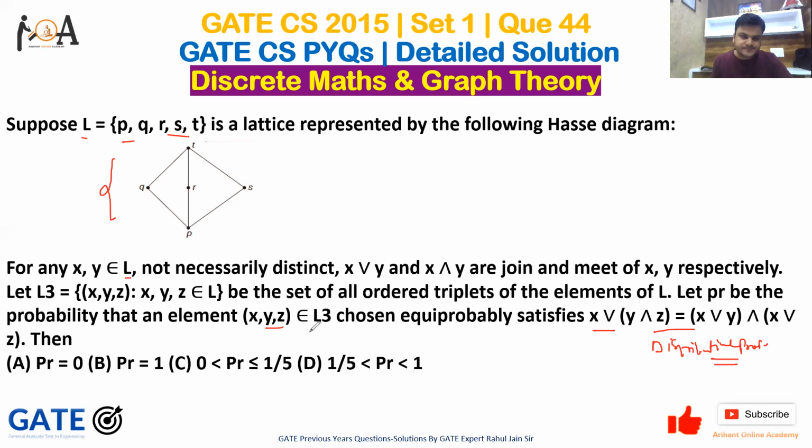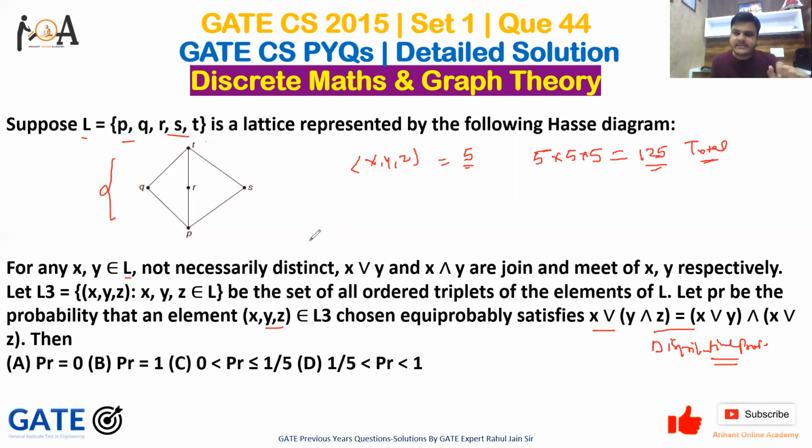If you see here, we need to choose a triplet (X, Y, Z) from P, Q, R, S, T. That is, from 5 elements we need to choose 3 such that they follow the distributive property. The total number of such triplets is 5 multiplied by 5 multiplied by 5, that is 125. This is the total number of ways to form such triplets from these 5 elements.